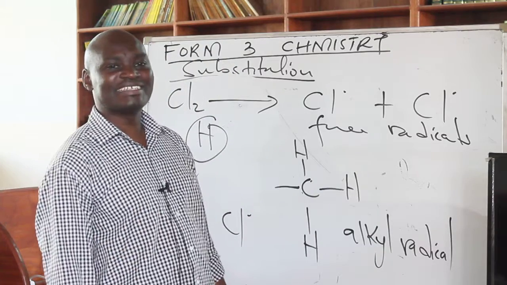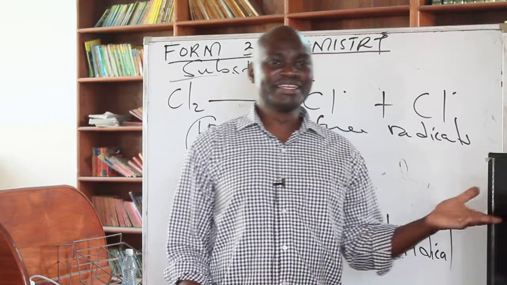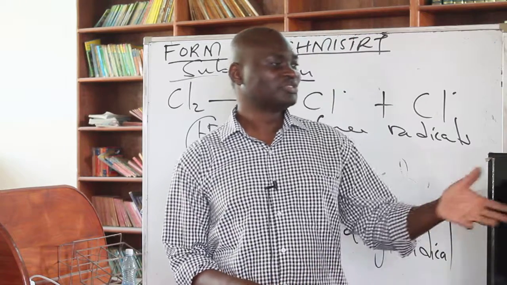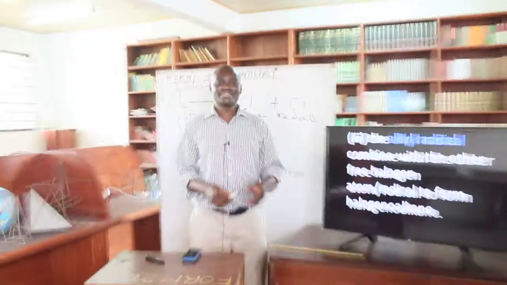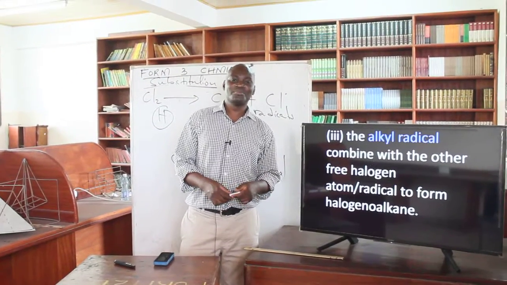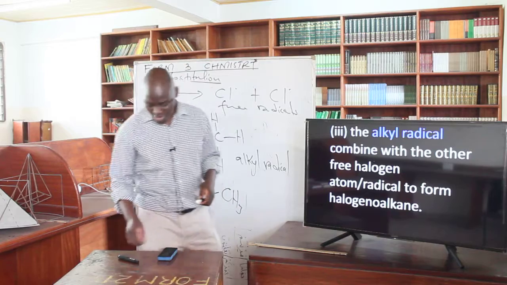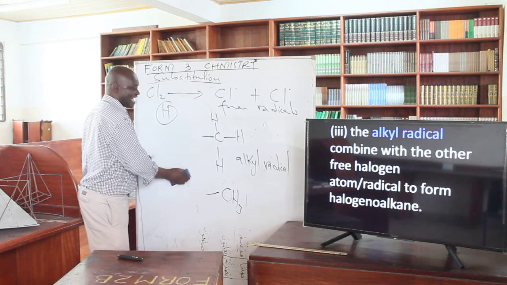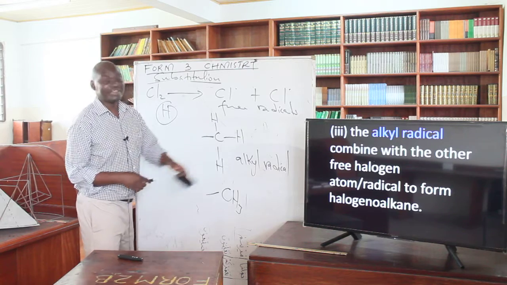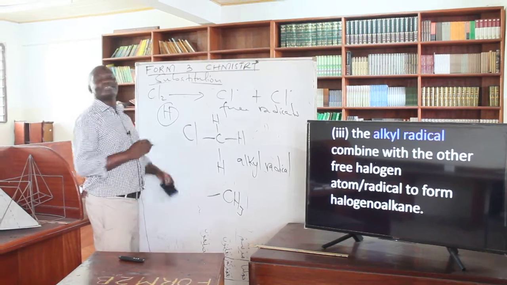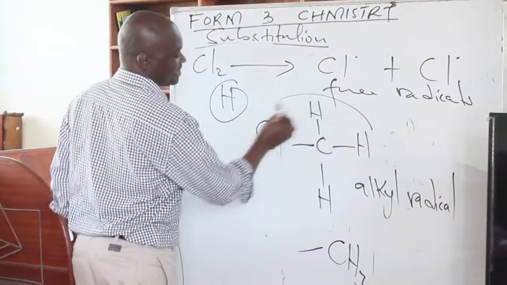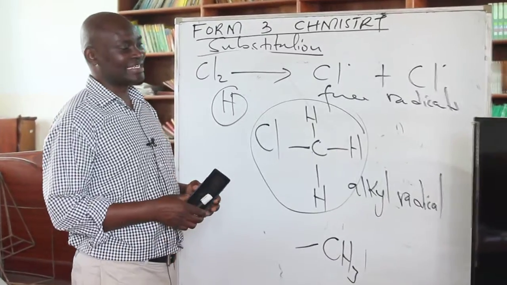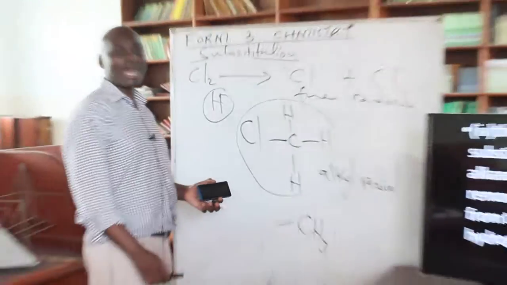Now, the last part, Roman 3, that is step 3 from our screen. The alkyl radical combines with the other free halogen atom or radical to form a halogenoalkane. So again, this alkyl radical will combine with the chlorine to form a haloalkane, that is a halogenoalkane. So that is how the reaction occurs.